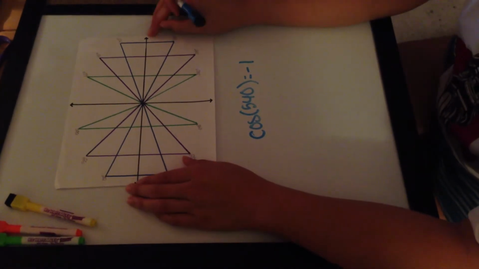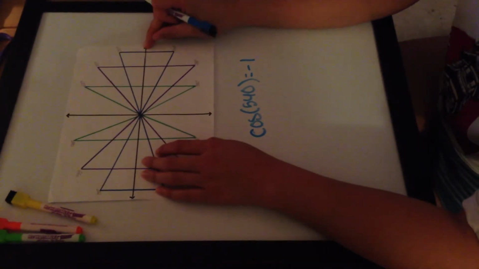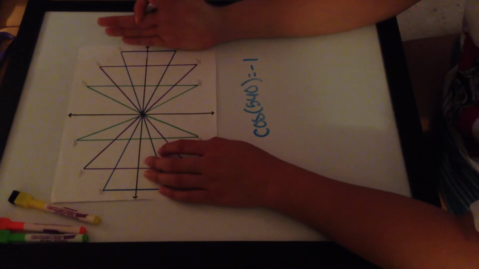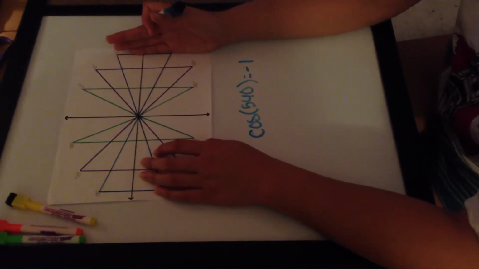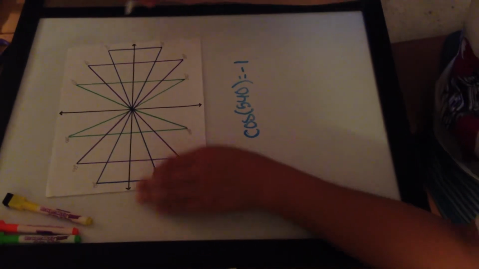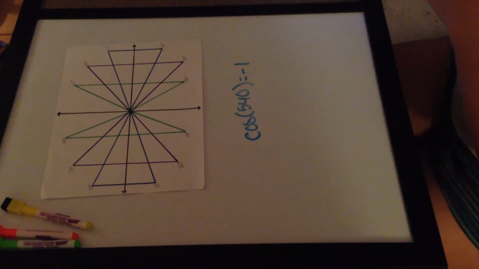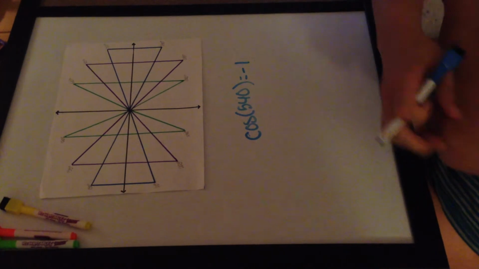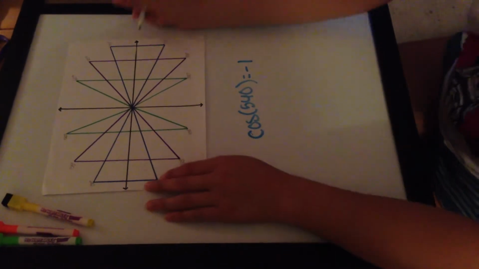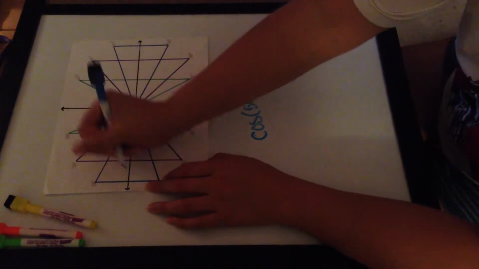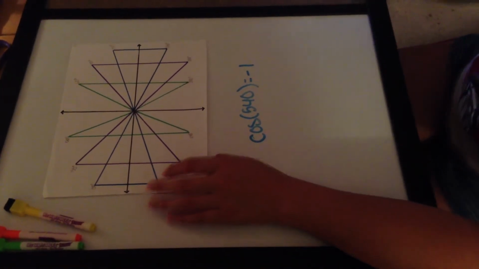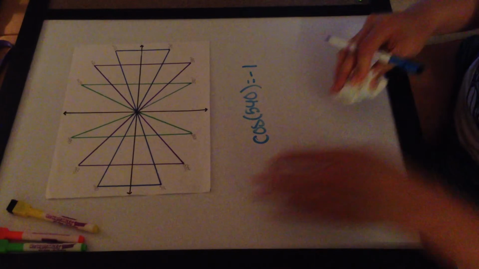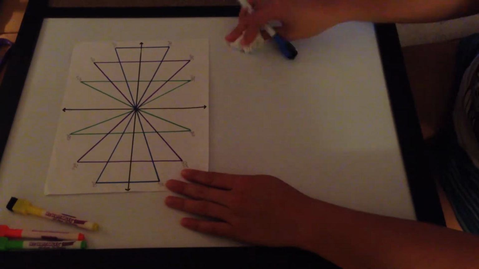This is because at 0 or 360, you are at 1, comma 0, because in the unit circle, the radius is 1, and you're on this axis, which is 0. So if we went over to 180, we would be at a negative 1, comma 0. So then that would be your cosine.